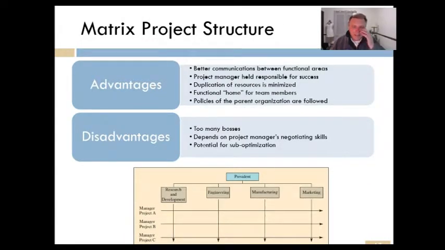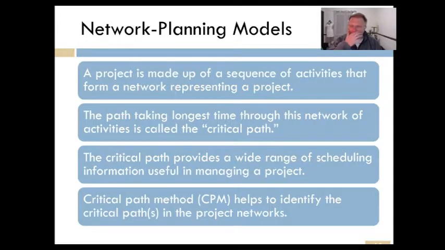The matrix project, like I said, is kind of a mix of both. Great communication between functional areas, and project managers are held responsible for successes. But the disadvantages in this kind of a structure: people working on projects can have multiple bosses from each of those functional areas, each pulling on them. And guess what? Sometimes the loudest voice wins. So the manager who has the most influence and the most pull might pull his own resources or her own resources to work on the projects that they think are important. So it can be a problem. Each of these different forms of project management has some advantages and disadvantages.